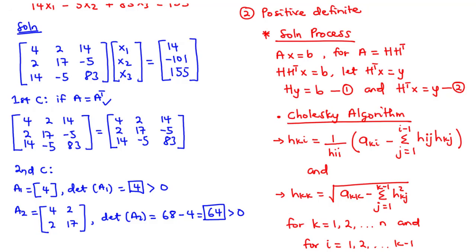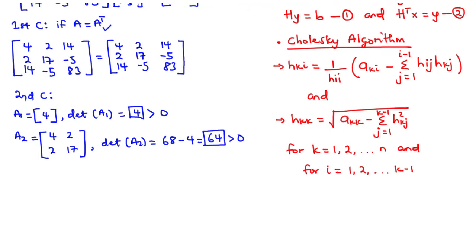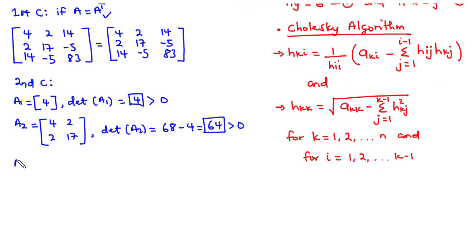Now we move on to the third submatrix, which is basically A3, and that is simply equal to A, the original matrix. So you are going to have components or elements 4, 2, 14, 2, 17, negative 5, 14, negative 5, 83. Let's try to find the determinant of this matrix A3.